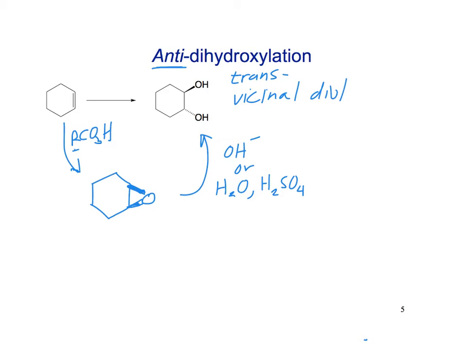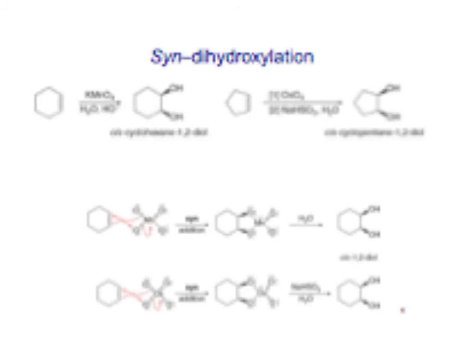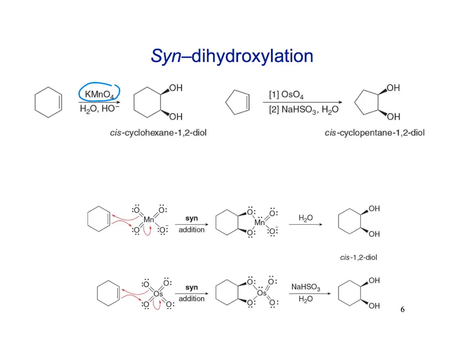What if we wanted the syn addition? What if we wanted the cis vicinal diol? Well, then this is just our lucky day. We have 2 ways to make the cis vicinal diol. First way is to use potassium permanganate. Here is a common oxidizing agent. And notice that these conditions are in the presence of hydroxide, so these are under basic conditions.